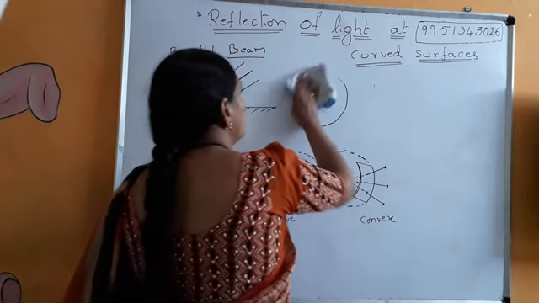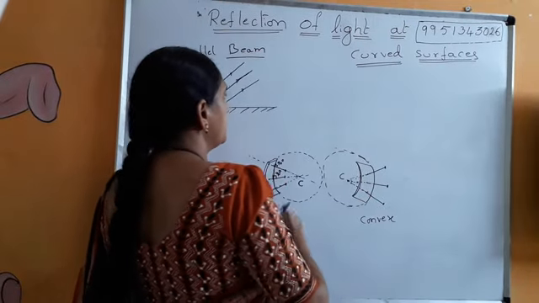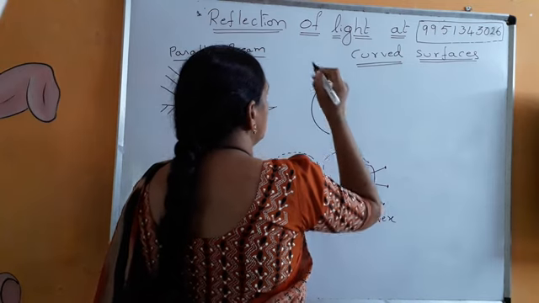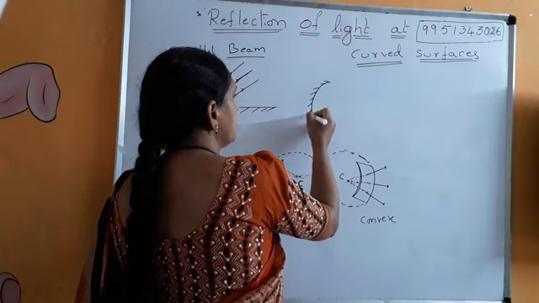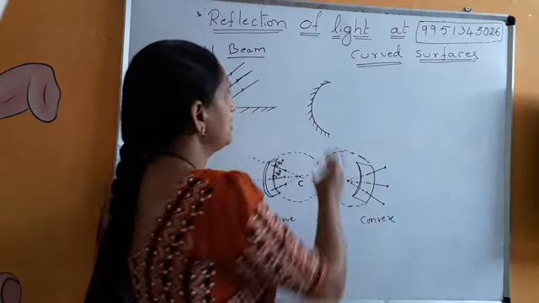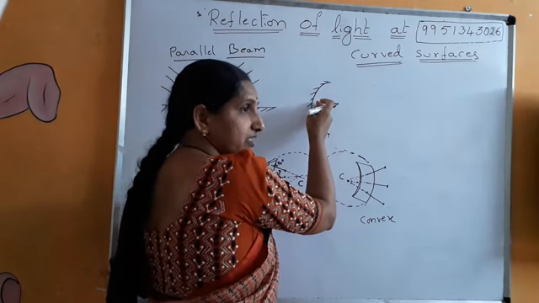Let me draw a concave mirror here. So it's a concave curve. This is the polished surface. This is the silvered side. This is the reflecting side.